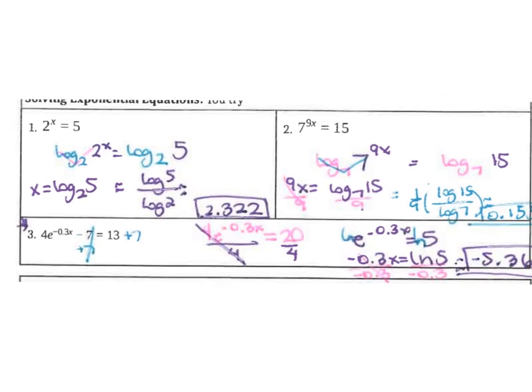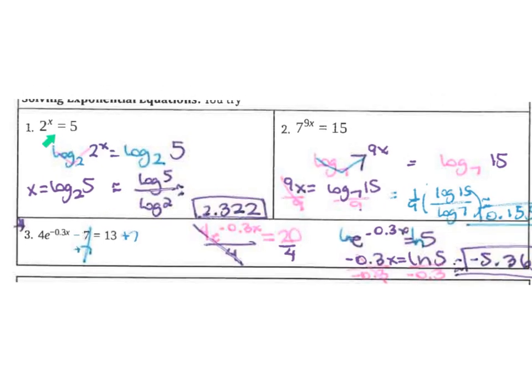Okay, so for the first equation, you cannot get the same base here. So you're going to take the log base 2 of both sides, just like we did in the previous problem. And so the log base 2 of 2, that cancels out. So now it's just x equals log base 2 of 5. Then using the change of base formula, you would get 2.322.